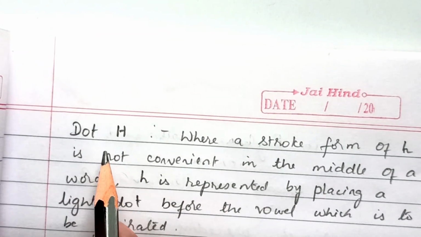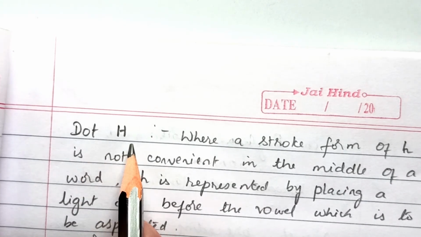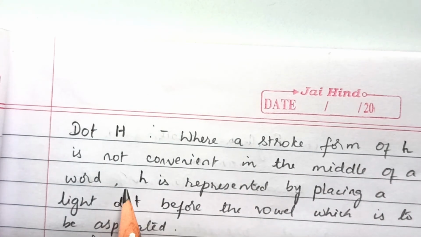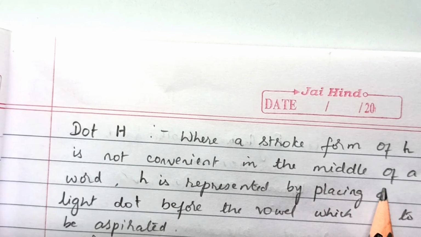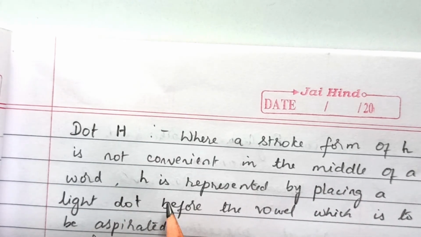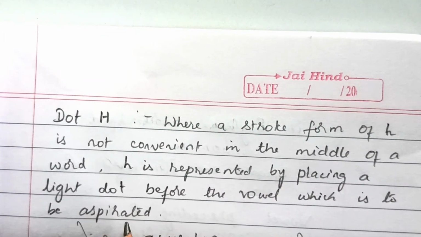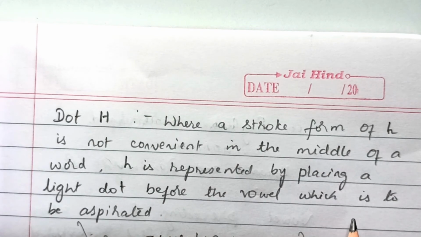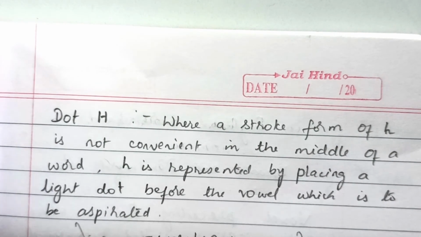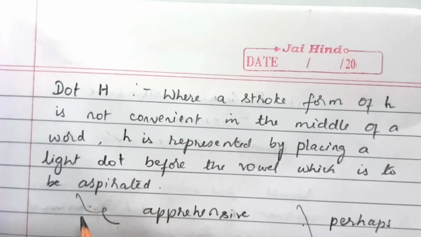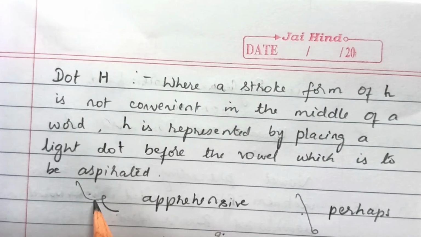And one more way of representing the H is dot H, where a stroke form of H is not convenient in the middle of a word. In such cases, H can be represented by placing a light dot before the vowel which is to be aspirated. So, where it is not possible to write a stroke H, we can represent the same H in the form of a dot. Apprehensive.